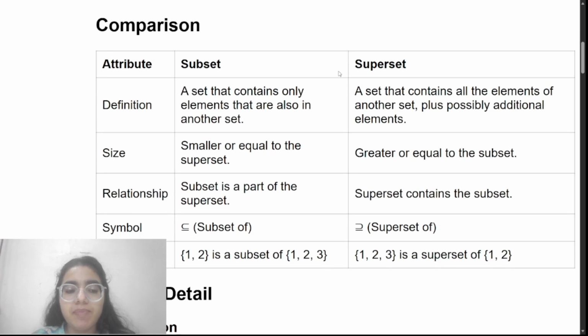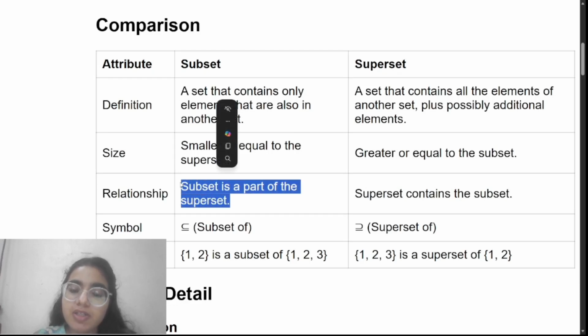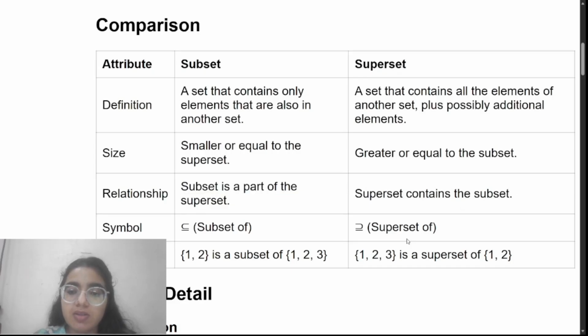We can also read the comparison between the subset and the superset. A subset is a set that contains only the elements that are also in another set, whereas the superset contains all the elements of another set plus possibly additional elements. Talking about size, a subset is smaller than or equal to the superset, whereas a superset is greater than or equal to the subset. Relationship: a subset is a part of the superset, whereas a superset contains the subset. I hope that makes sense, and you can see the examples here also.